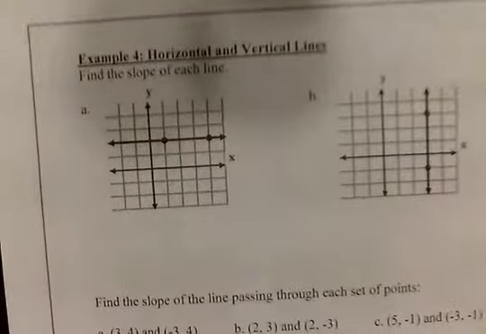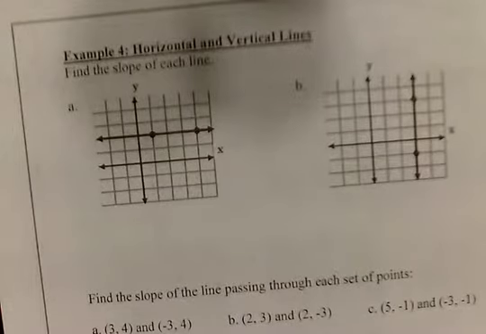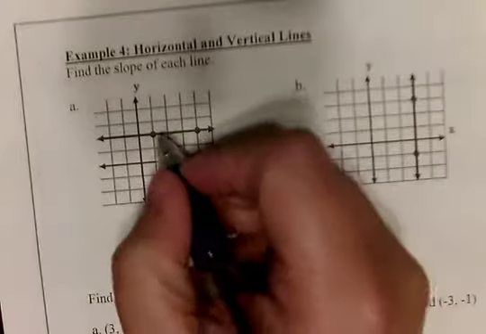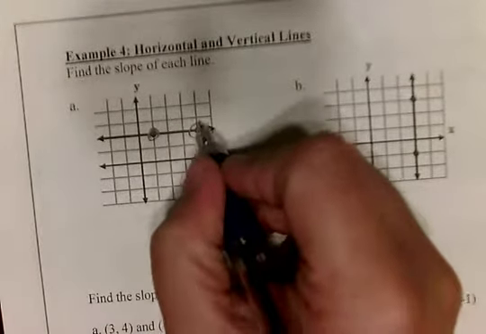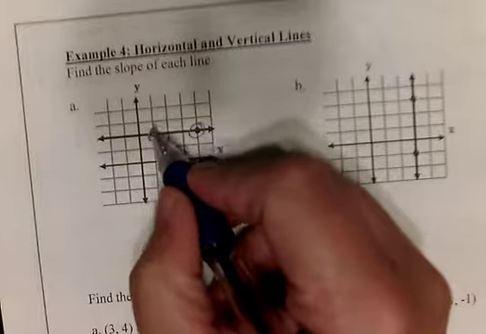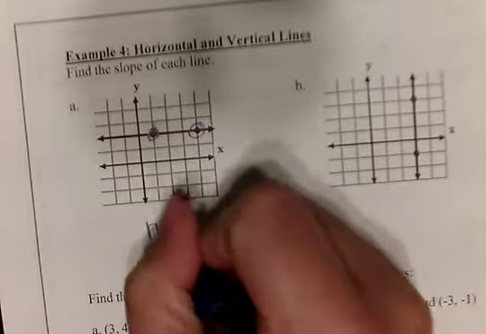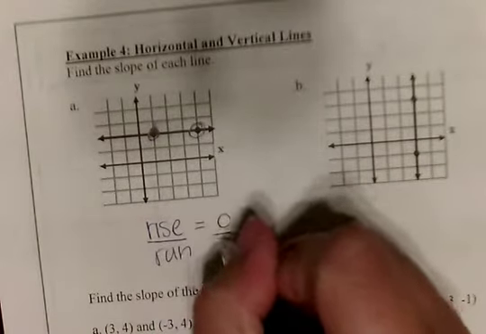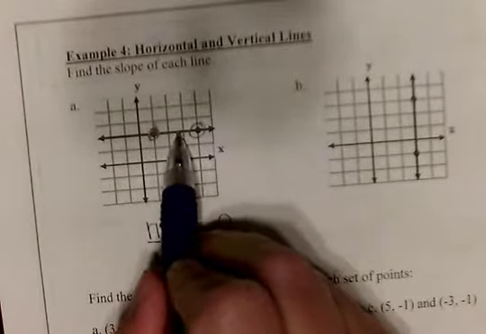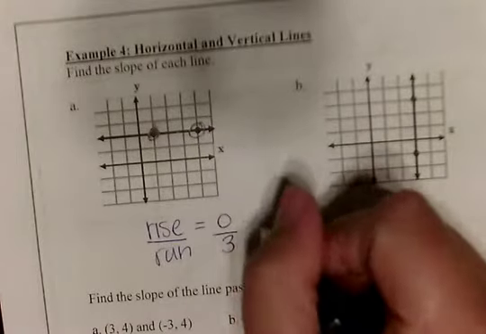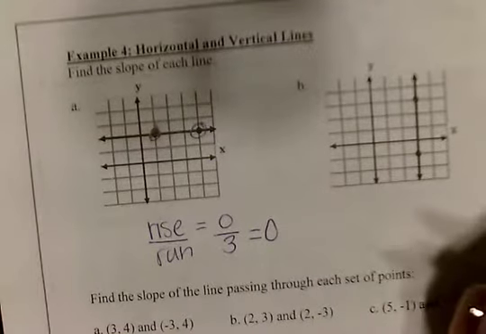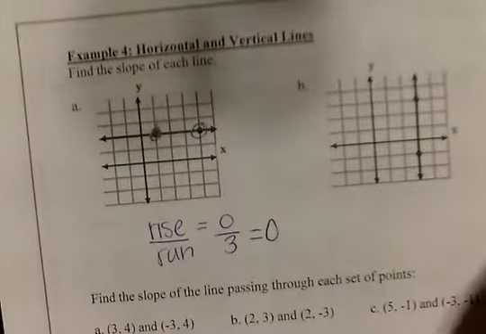The last thing we need to talk about on the last part of this notes is horizontal and vertical lines. So notice this is your line here. So I'm trying to get from this point to this point, how far up do I have to rise? Well, I don't have to rise. My rise would be 0. And then how far over do I have to run? Well, I have to run over 1, 2, 3. So 0 over 3 is 0. 0 over any number is always 0.